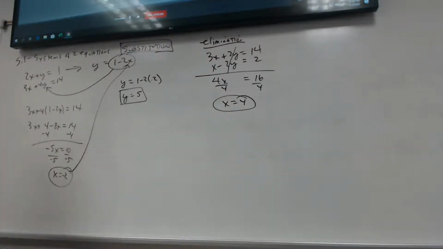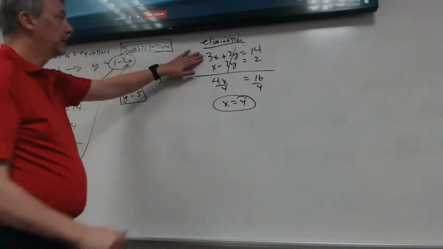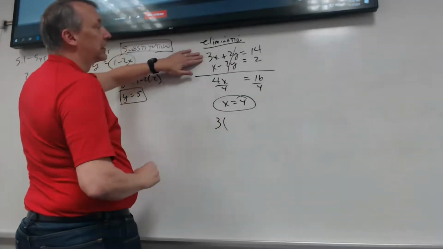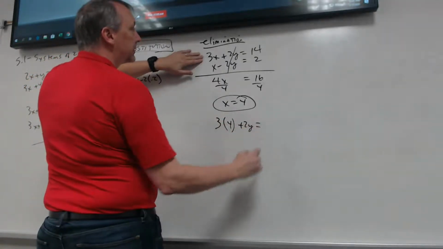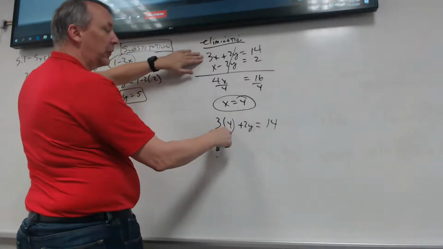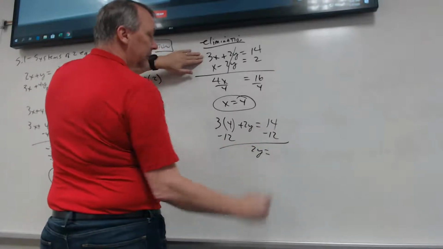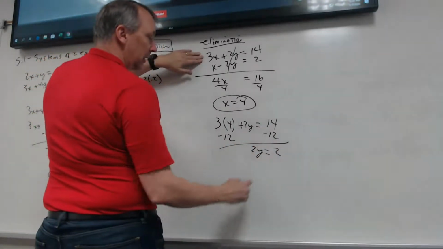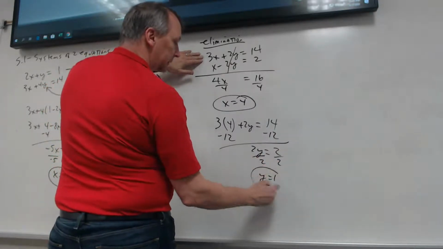Which one? Doesn't matter. Does it matter? What do you guys think? Does it matter? Doesn't matter. So which one do you want to put it in? The top one? 3 times 4 plus 2y equals 14. 3 times 4 is 12. So we can subtract 12. 2y equals 2. Divide by 2. y equals 1. Okay?